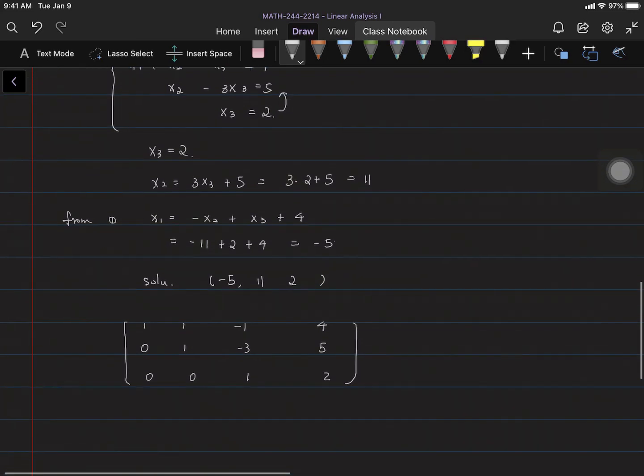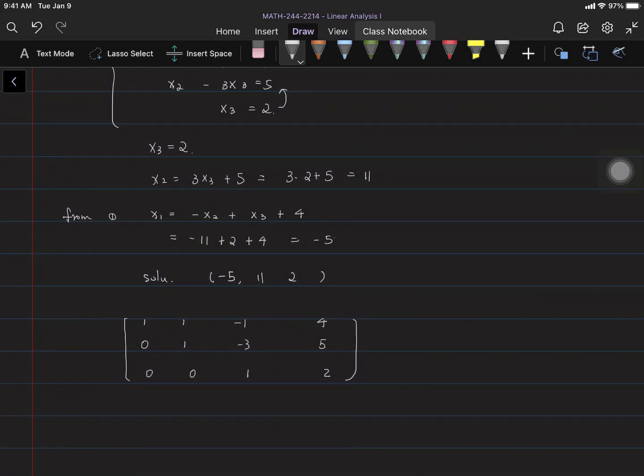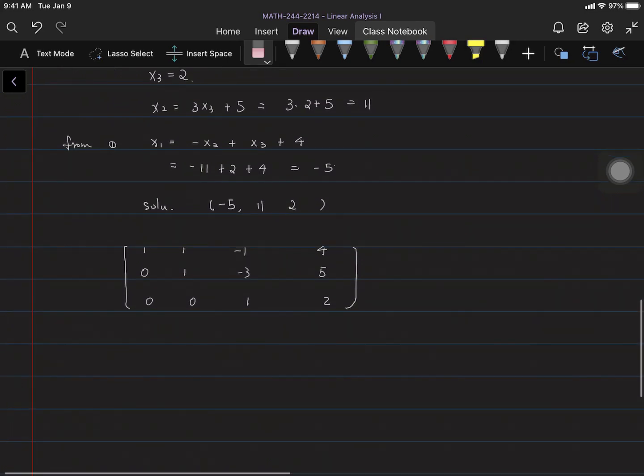So in the future, if we can get a matrix that looks like this one, that means x3 is just the number 2. This column means the right side of the equation, and here it just means x3 equals 2. And then we can solve for x2 and solve for x1, right? So we like to get a matrix like this. This matrix is good because we can solve the system easily.